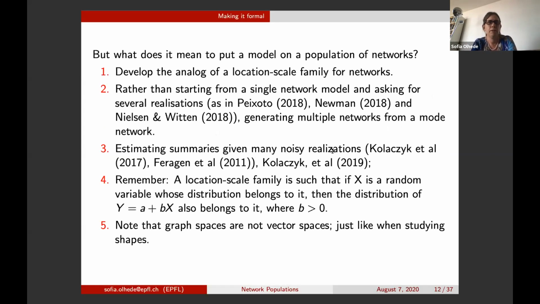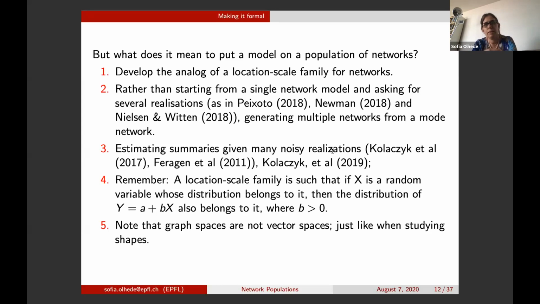What does this mean? Well, first, the next step I'm going to take after I tell you about what other people have done is we're going to want to develop the analog of a location scale family. What do I mean by location scale? Well, the easiest thing we learn when we first do our first math degrees is all about the Gaussian distribution. The Gaussian has a mean and it has a variance, and the location is its mean, and the scale is the square root of the variance. So we'd like to understand if we can put a similar model so we can have several network observations from one distribution.